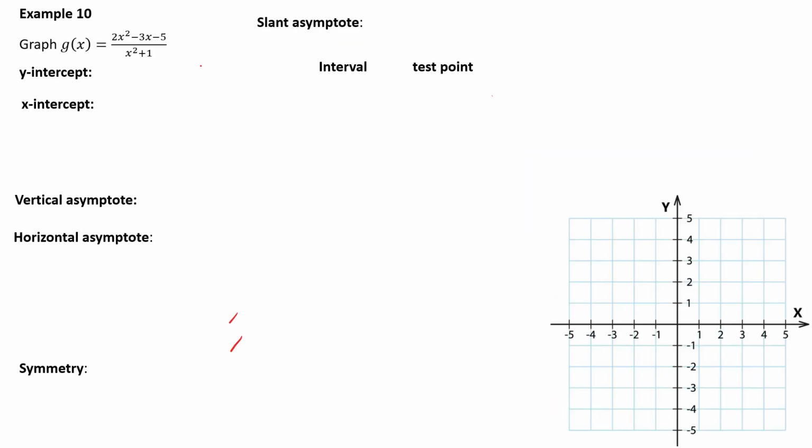Okay, so we're going to find that y-intercept. We'll just put in 0 for x and see what we get. So we'll have -5 over 1, which is -5. So the y-intercept is -5. So we graph that on our graph.